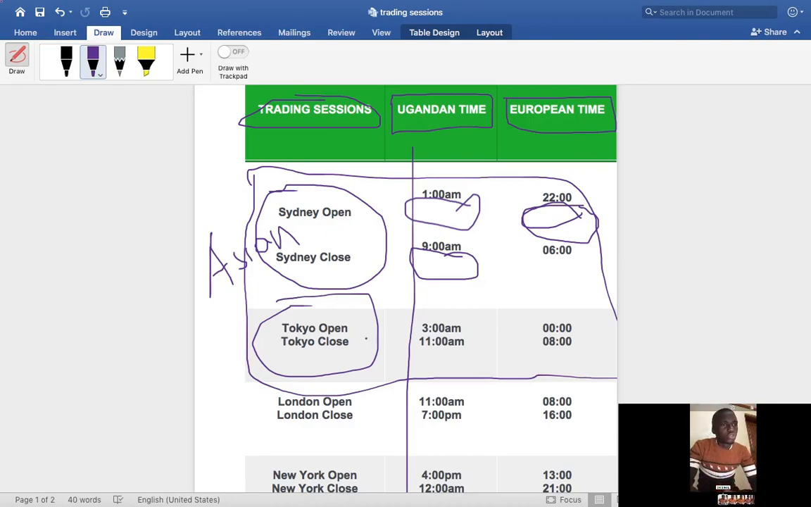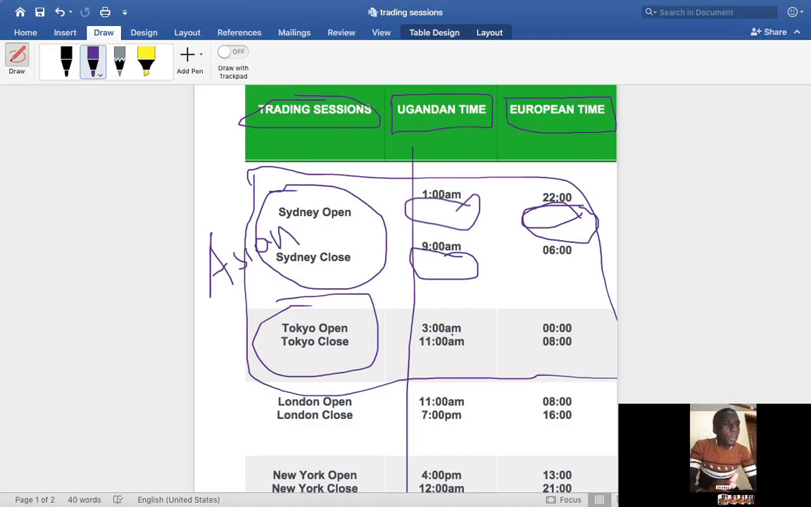The reason why we call this Asia is because Tokyo is the capital city of Japan, and it's the main trading center in Asia. So the most active pair in this session is the Japanese yen, because in Tokyo they use majorly the Japanese yen. So by the time these two sessions move hand in hand, that's why we call them the Asian session.